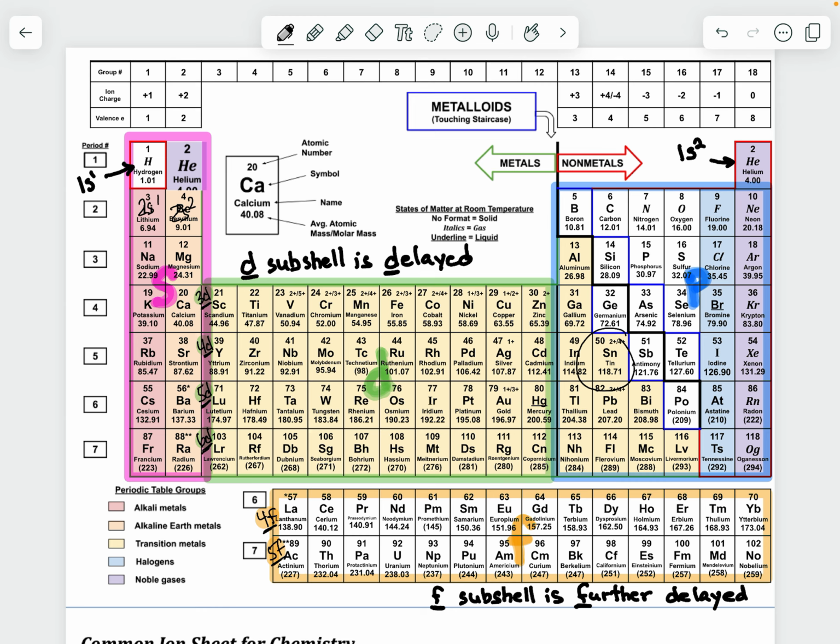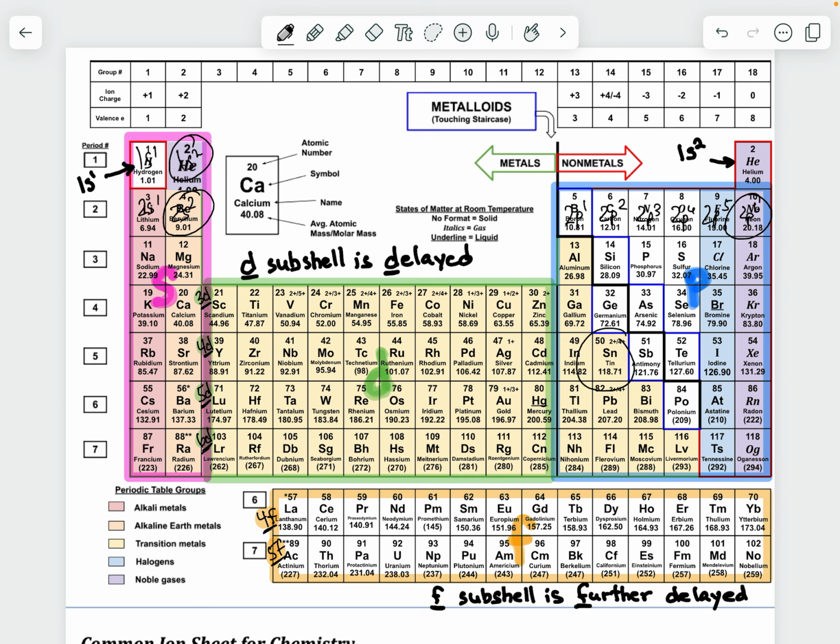So I had 1s1, 1s2, and then I have 2s1, 2s2, 2p1, 2p2, 2p3. And these don't change, right? Because the periodic table doesn't change. 2p4, 2p5, 2p6, and so on. Now, of course, we don't write all of these in that order. We just write the very ends of those, right?